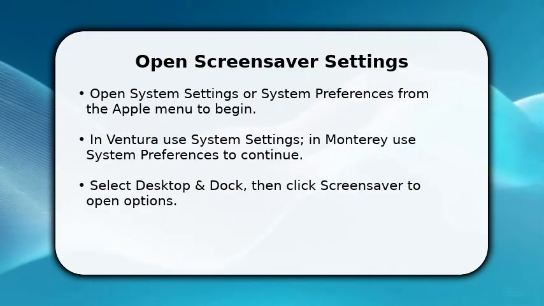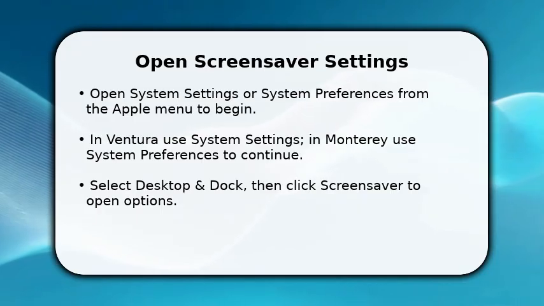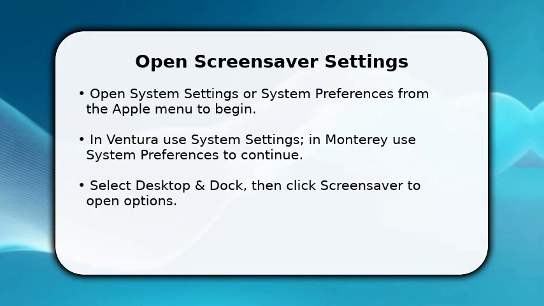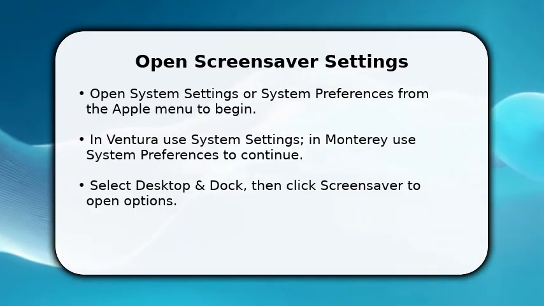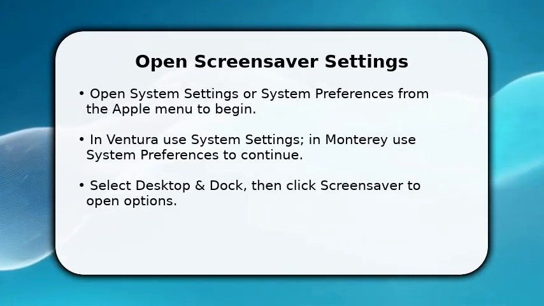Start by opening System Settings or System Preferences from the Apple menu. Use System Settings on Mac OS Ventura and later, and System Preferences on Monterey or earlier. Click Desktop and Dock in Ventura to find screensaver settings listed for quick access. On older Mac OS, choose Desktop and Screensaver, then the Screensaver tab.